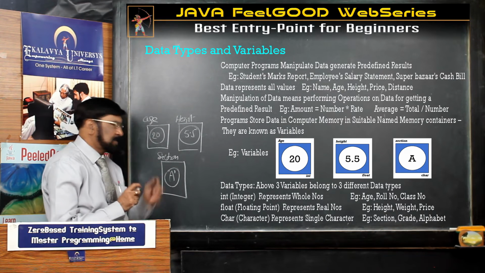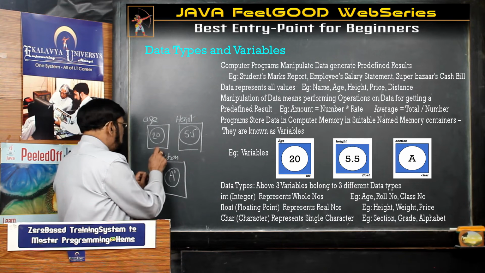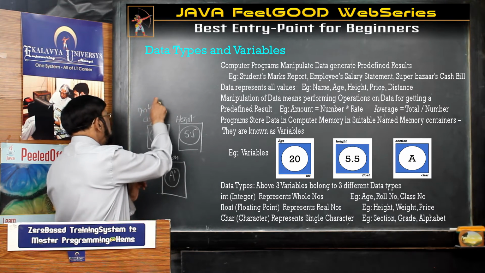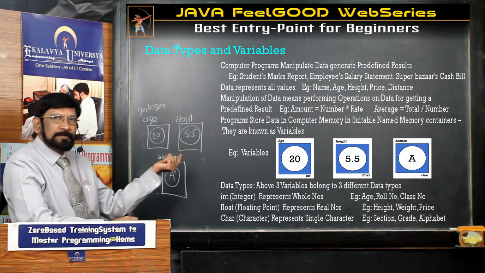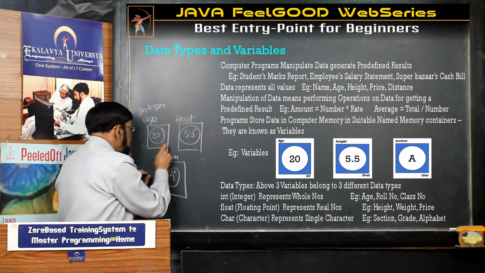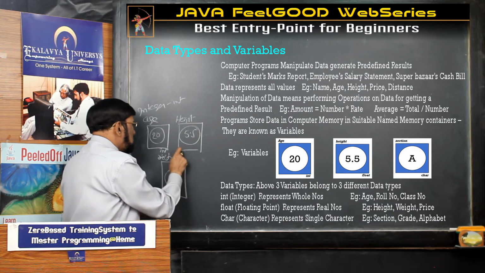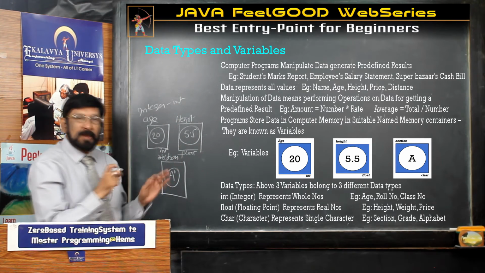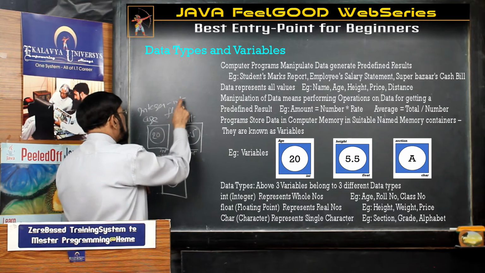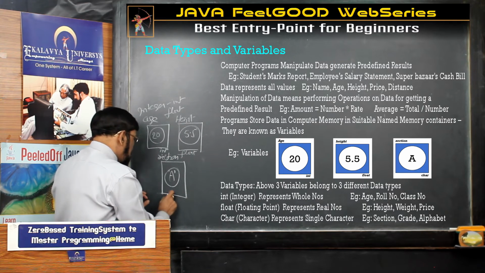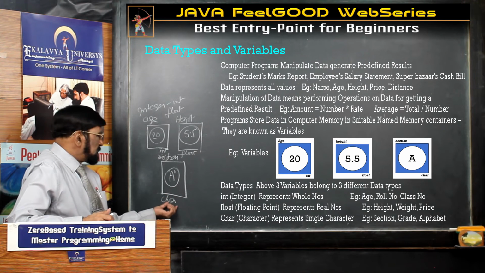First, initially, we learn about them. They have names. Whole numbers are called integer. Integer means a whole number: positive, negative, and 0 also. That is represented as int. The second one is float. Float means floating point. Floating point means real numbers. It is simply called float. And this is char. Char represents a single character.